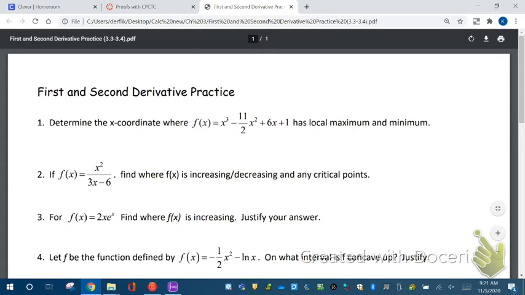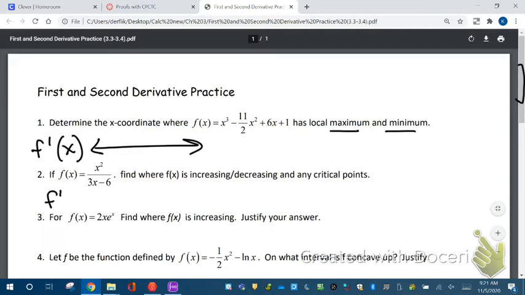Just reading the instructions for the first one. We want to know where f of x has a max or min. So hopefully you know your goal on that one would be a first derivative sign chart. Okay, that's pretty straightforward. Second one, where is f of x increasing or decreasing? That's also a first derivative sign chart. But be careful about critical points. That's where your first derivative is 0 or undefined.